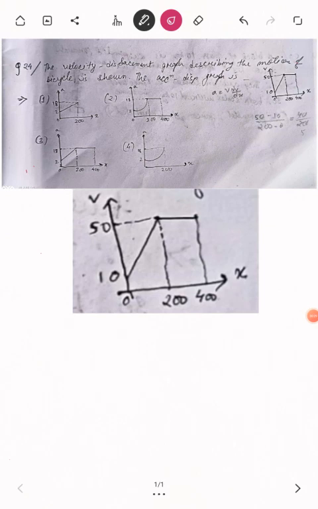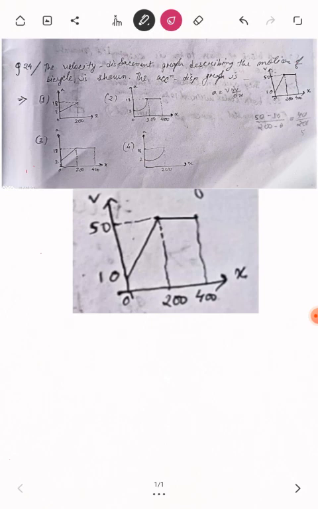Generally we get displacement time graph and velocity time graph, but here there is no time axis. Instead of time axis there is displacement axis. That means the x-axis is displacement and the y-axis is velocity, and in the answer the y-axis is acceleration. This type of question is not readily available in most textbooks. The solution is quite simple, so let's try to solve it within 5 minutes.